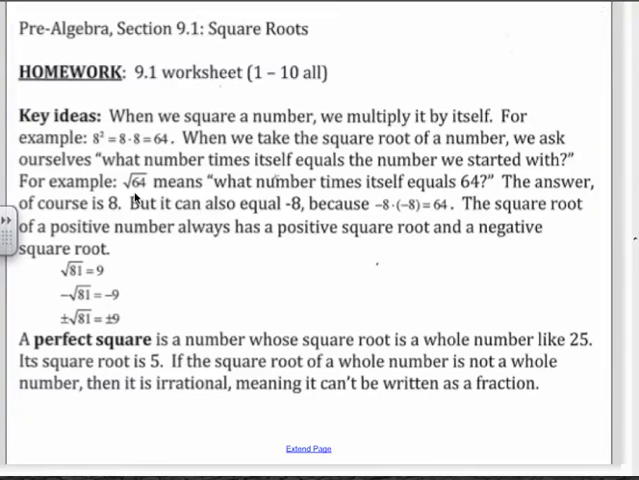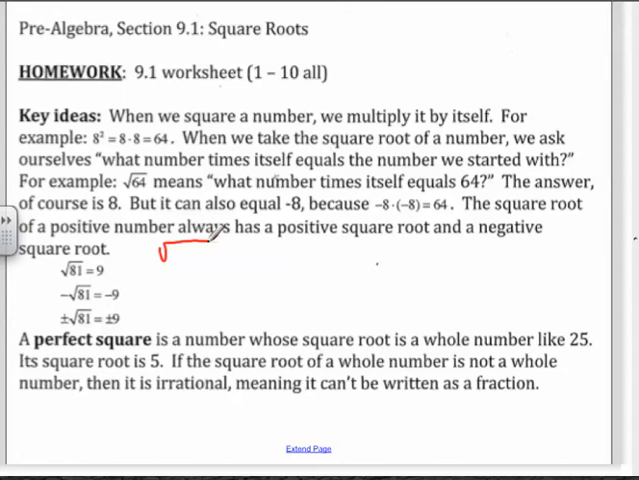This little radical sign, I'm going to draw a little right here. That thing right there is called a radical sign or a square root sign. Okay? It asks us a question. What number times itself equals the number that's underneath? And in this case, 64. So what number times itself equals 64? Well, the answer, of course, is 8.